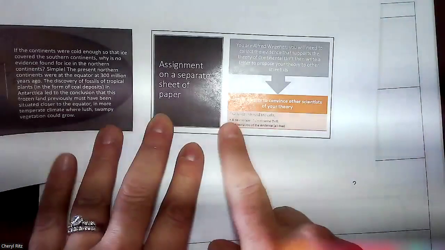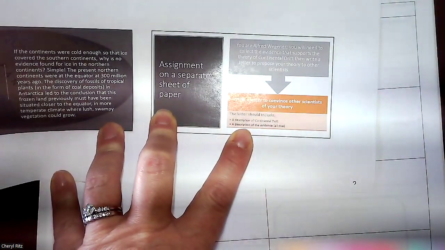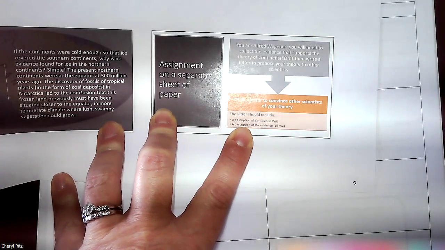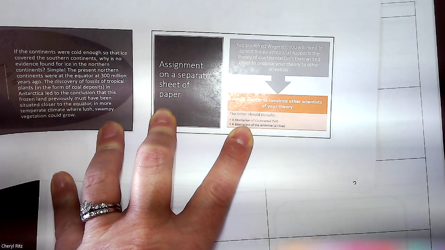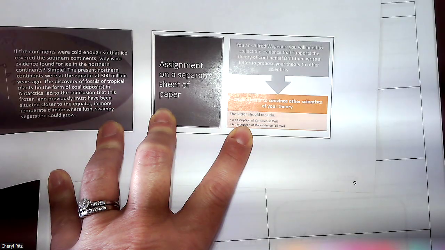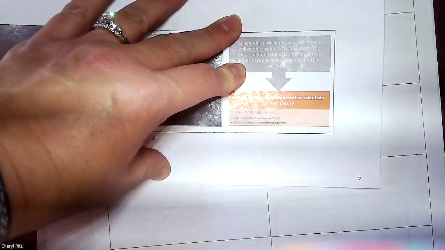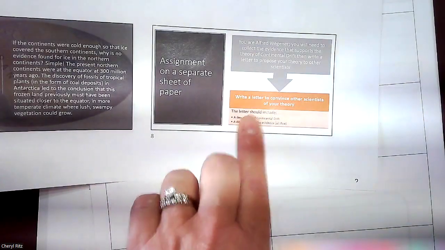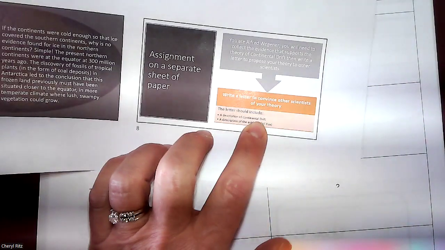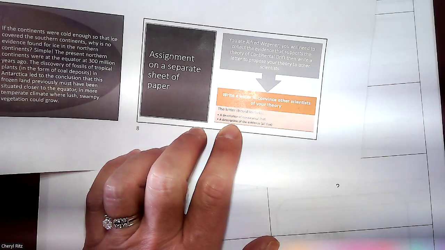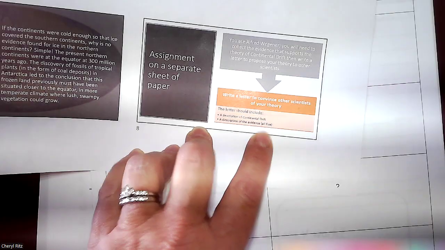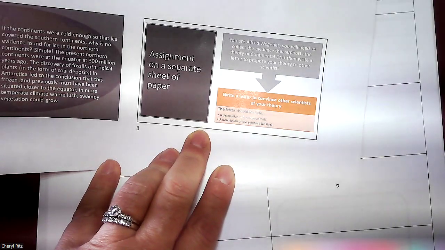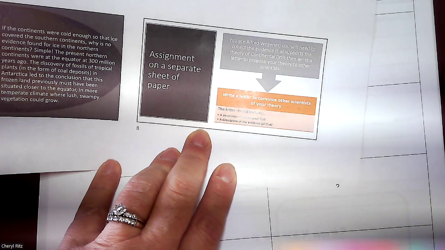Then this is the assignment. It will be on a separate sheet of paper. You will be Alfred Wegener. He's the guy who discovered continental drift, by the way. Maisie's familiar with him. You will need to collect evidence. So you did that already. And you are going to write a letter to propose your theory to the other scientists. It says right here, this letter should include a description of continental drift and a description of the evidence, all 5 pieces. You're going to be convincing the other scientists to believe in continental drift.